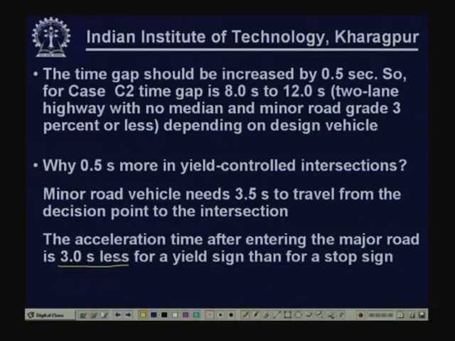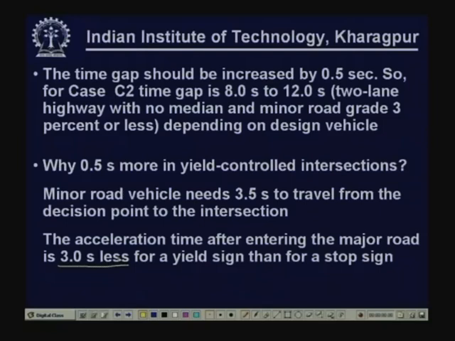Now, why is it less? Because for yield control intersections, it is assumed that drivers will reduce speed substantially, but they will not stop. At least for the design consideration, vehicles are assumed to travel at a slow speed, but are not stopped, whereas for a stop control approach, vehicles are required to stop. Therefore, the acceleration time will definitely be higher for a stop controlled approach, because the vehicle will start from 0 speed.